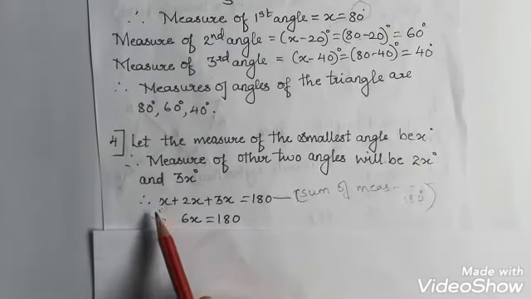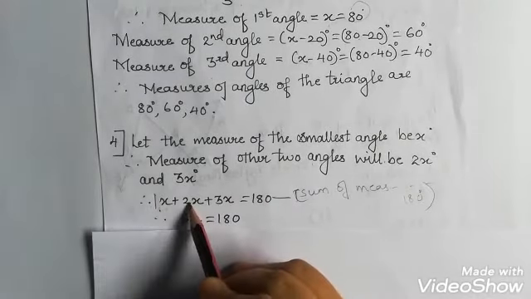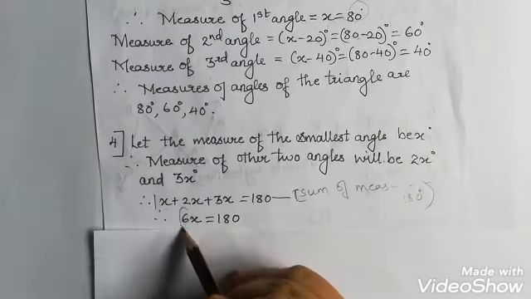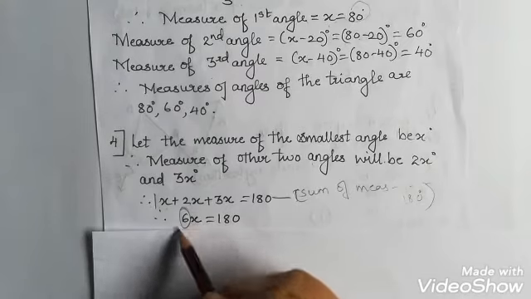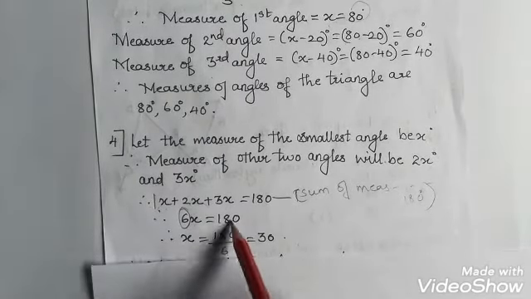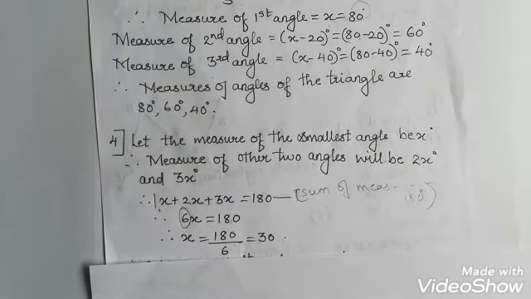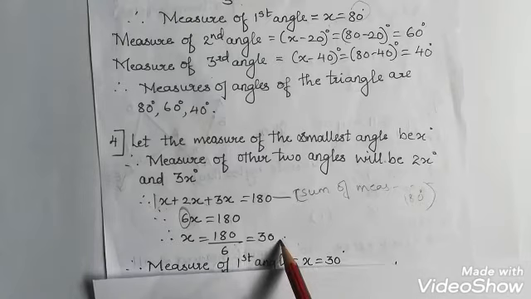So now I will add. Here no number means 1. So 1 plus 2 is 3, 3 plus 3 is 6. So 6x is equal to 180. So x is equal to 180 upon 6, which is equal to 30. Therefore, x is equal to 30.